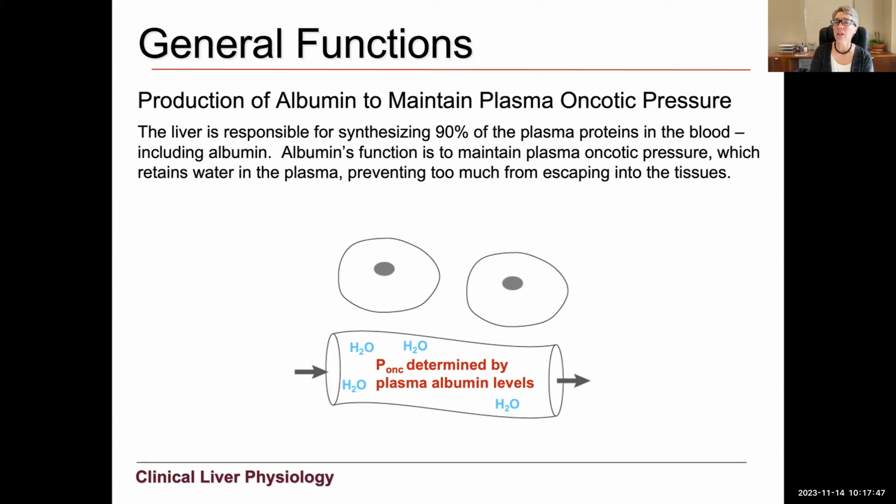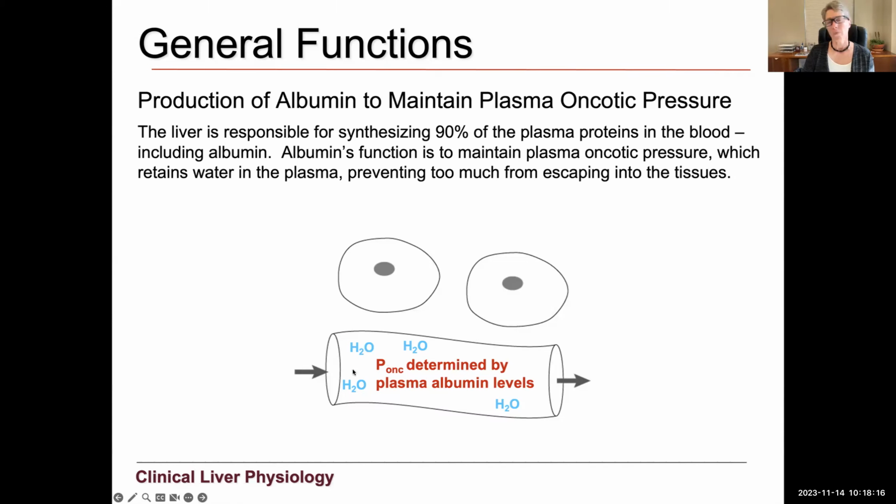Let's talk a little bit about that. I know that Dr. Petta has already talked about oncotic pressure a little when she talked about nephrotic syndrome in the kidney chapter, but let's review it here. This picture is showing us a capillary here, and these are just cells in the tissue, not hepatocytes necessarily. We're just out in some tissue.